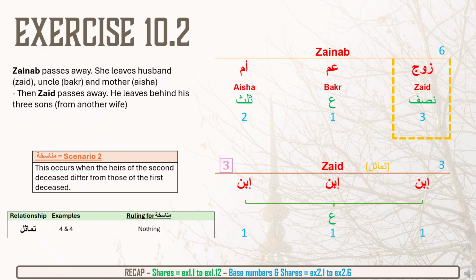So in summary, the number in the top right will become the base number, and the uncle Bakr will get 1 out of the 6. The mother Aisha will get 2 out of the 6, and each of Zayd's sons will get 1 out of the 6, and therefore the Munaasakha is complete.